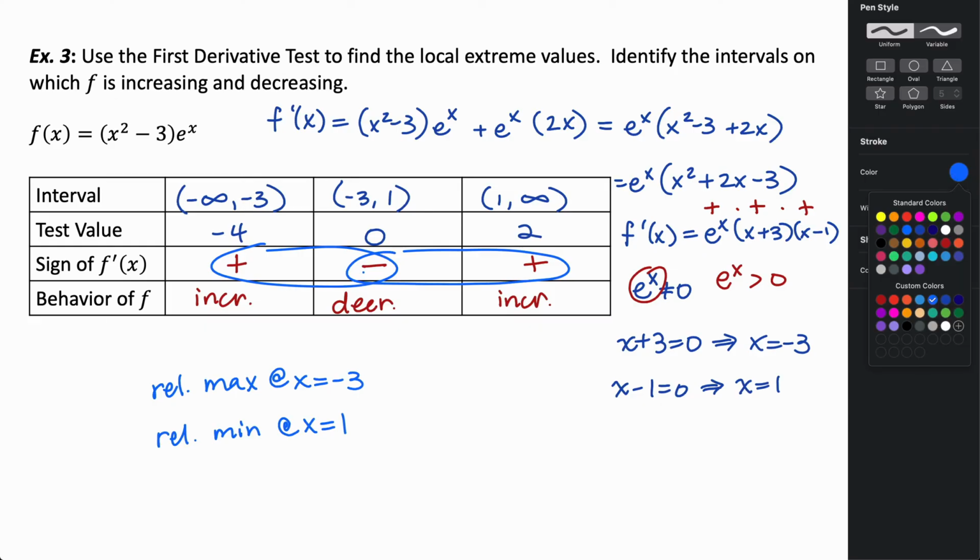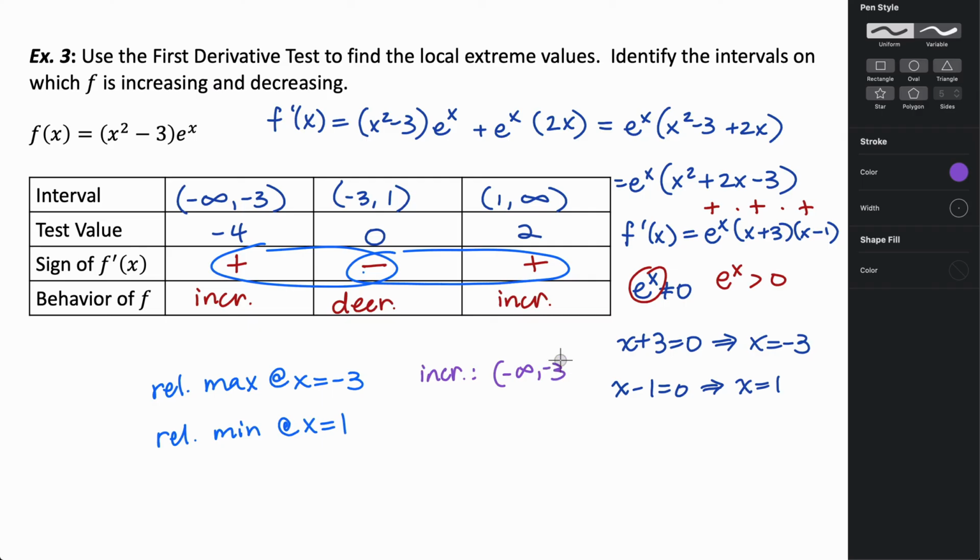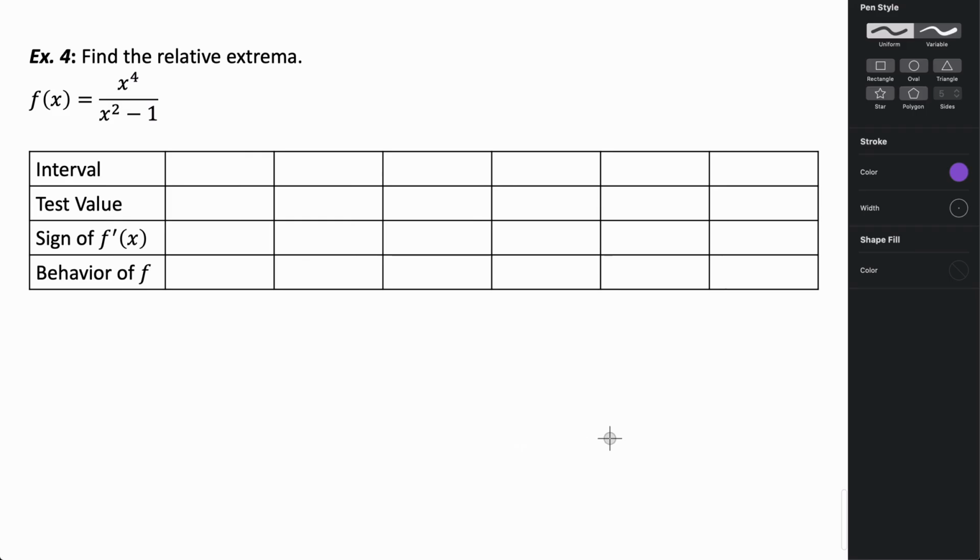And my function increases on the interval from -infinity to -3 and from 1 to infinity. And then it decreases on the interval from -3 to 1. Okay, one more example and then we will be done.